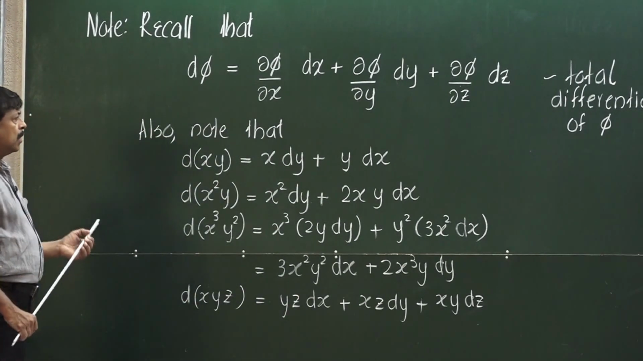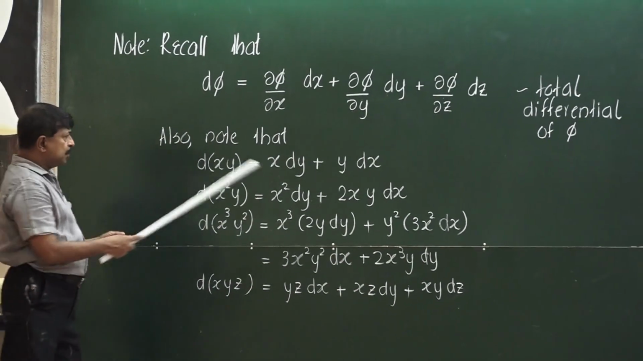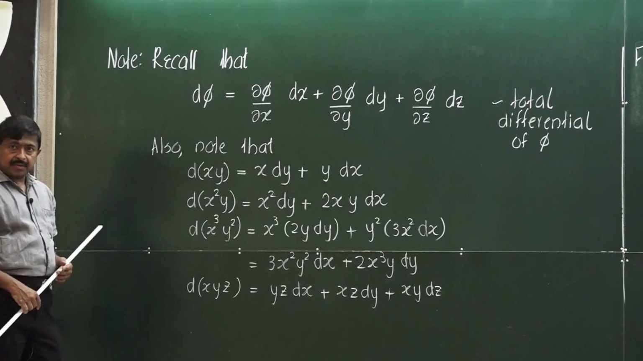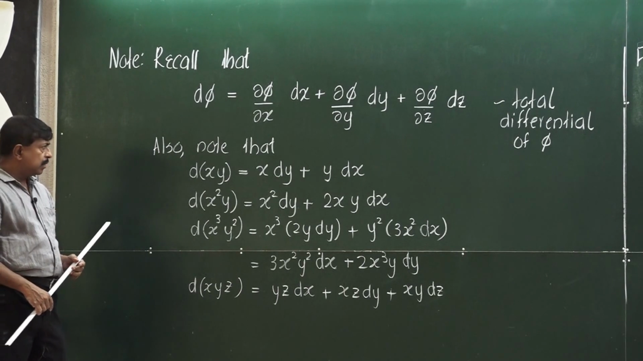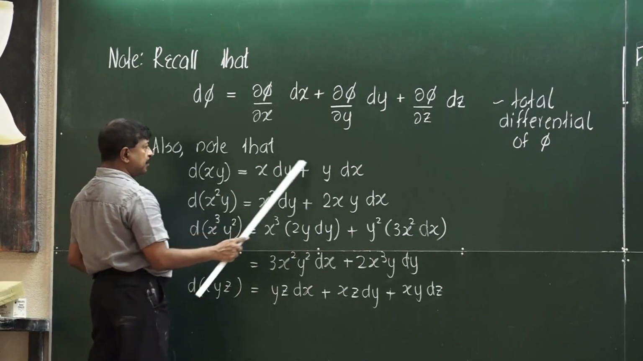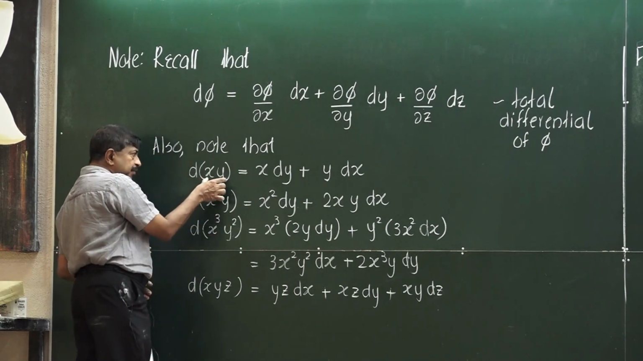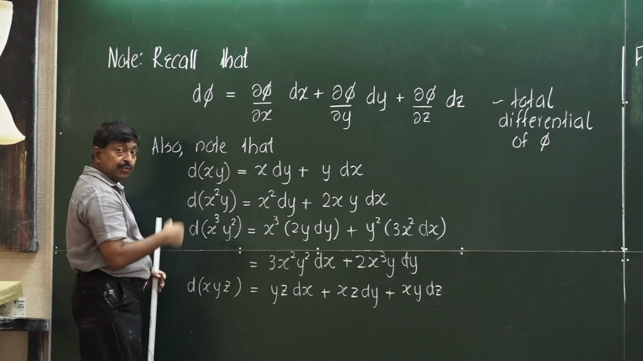Now, on the other hand, if you have expressions like this, you can come in the reverse direction. How can you do that? Say in this case, you have just two variables. If you want to figure this out, there is a shortcut method of doing it.